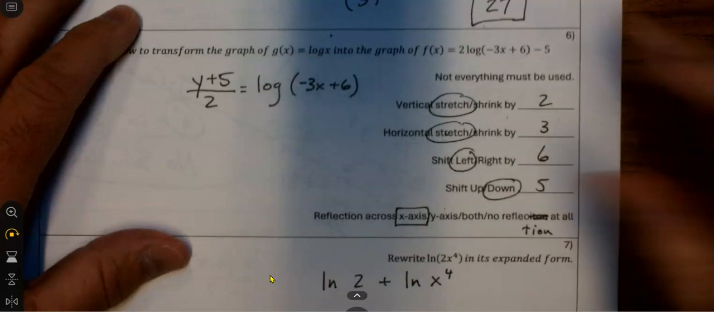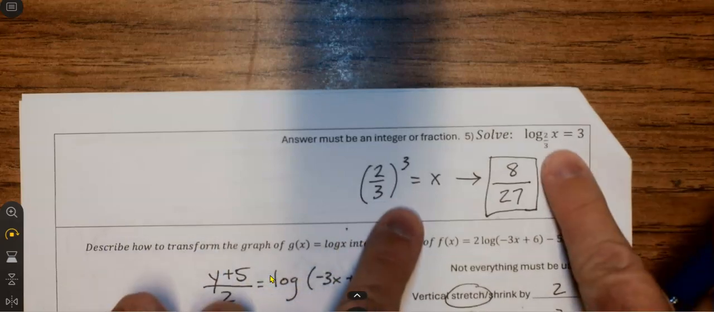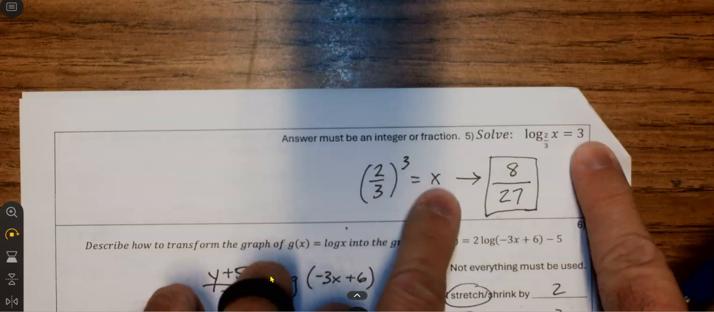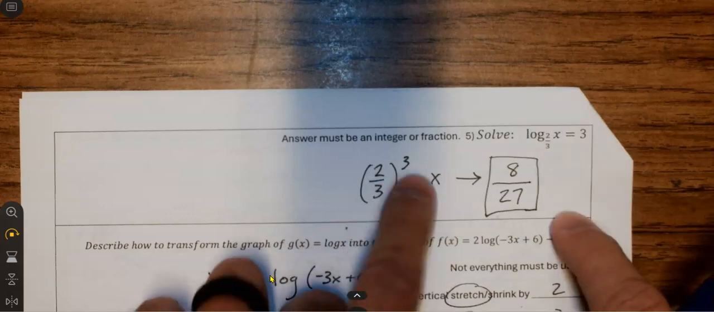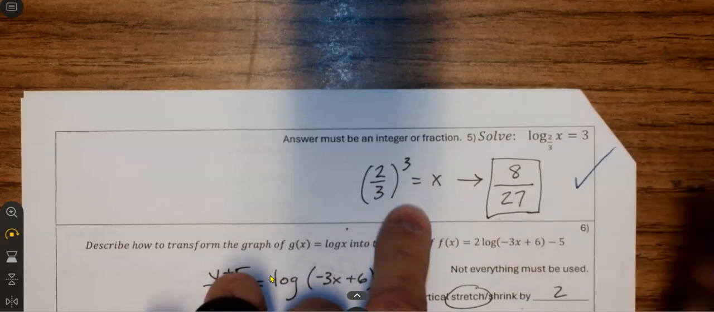All right, did this person change it into exponential form correctly? The base is 2/3, the exponent is 3. That leaves you equal to the argument x. So the only question we have left is 2 to the third is 8 and is 3 to the third 27? All right, dang, that's a good answer.